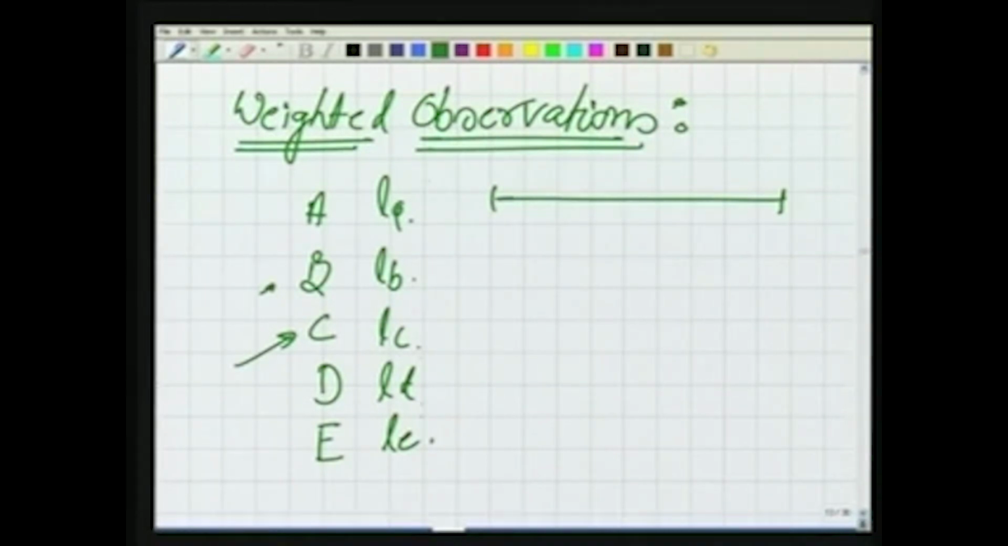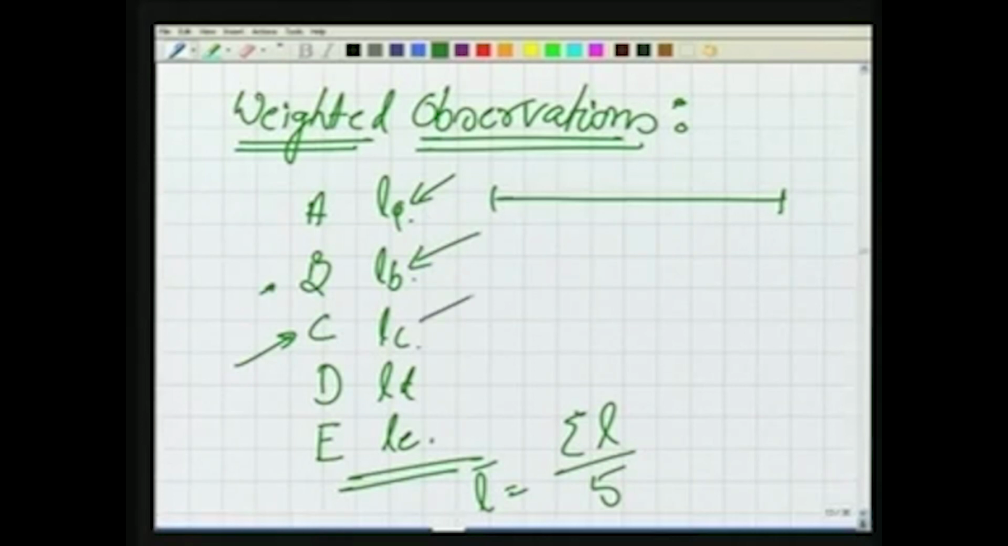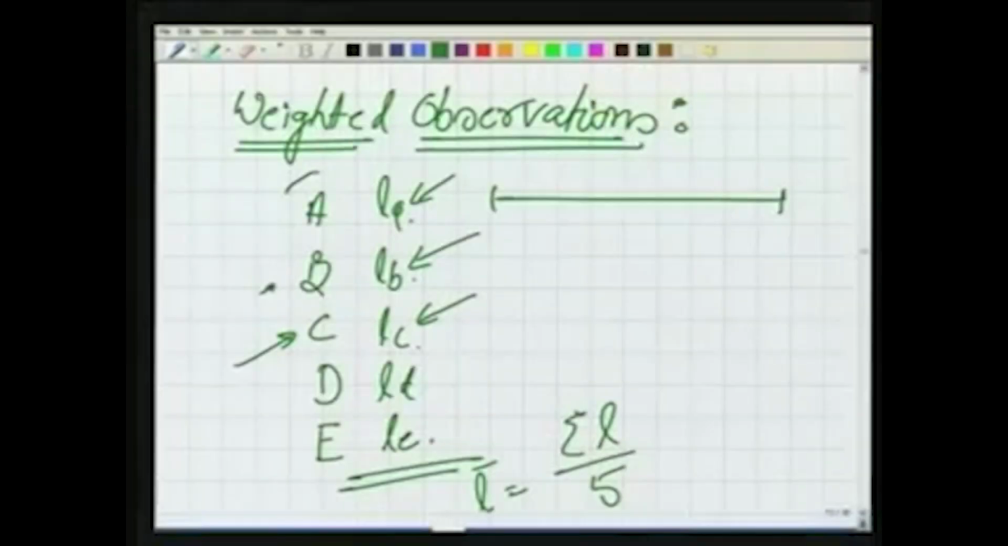Now we want to take a mean. Okay, we want to find the mean using these 5. Should we straight away sum, sigma L by 5? No, we should not do that. Why should we not do that? Because if we are doing it, we are considering each and every observation to have the same weight, the same reliability. You knew that person A is very sincere, while you also know that person E is not that sincere.